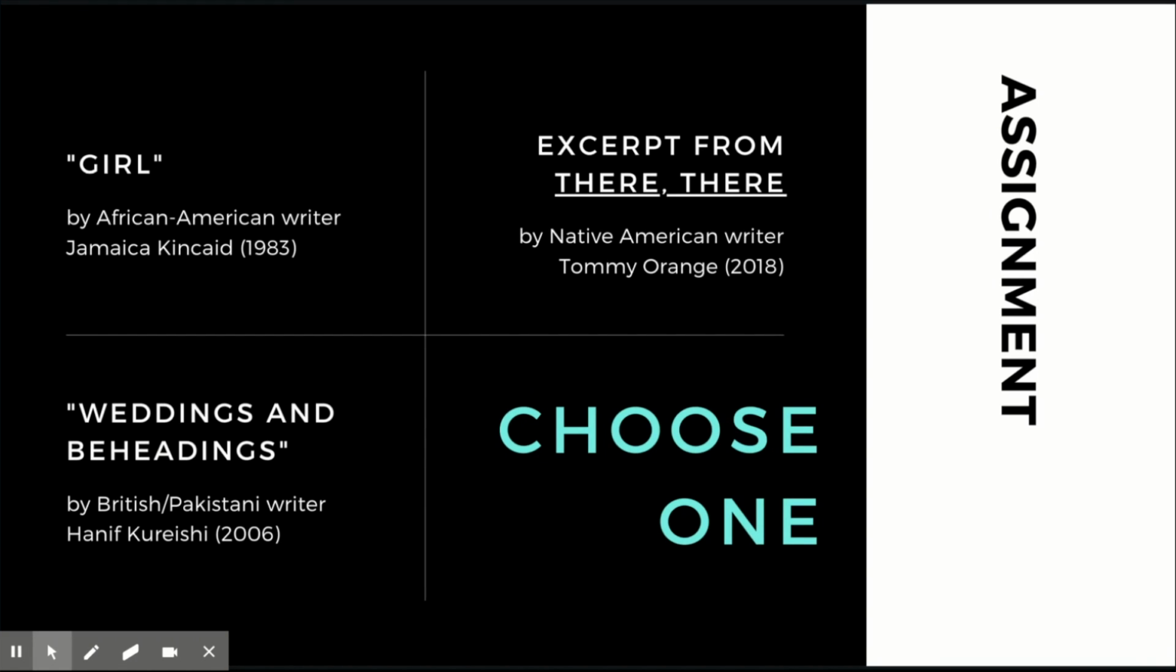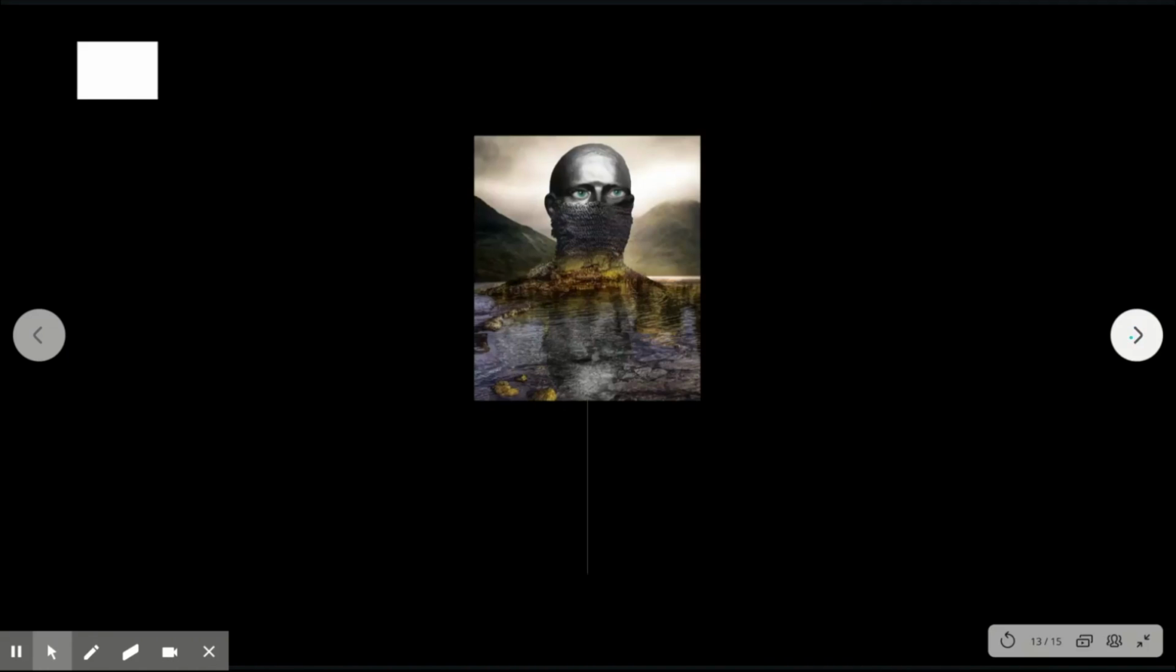The third story is called Weddings and Beheadings, and it's by a British and Pakistani writer. And it's exactly what it sounds like. It's about a cameraman who films Iraqi executions of Westerners instead of doing the art films that he would like to do. Again, keep in mind what these characters are keeping silent, what they're keeping hidden from us.